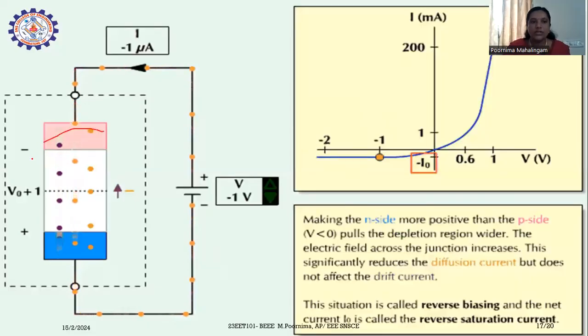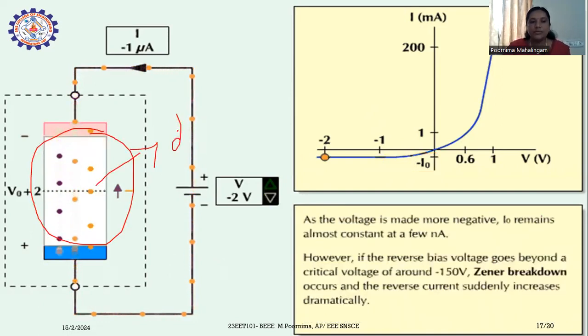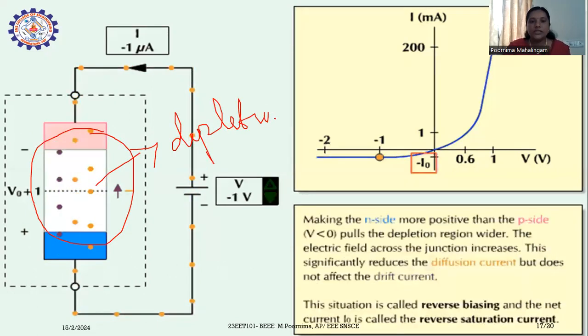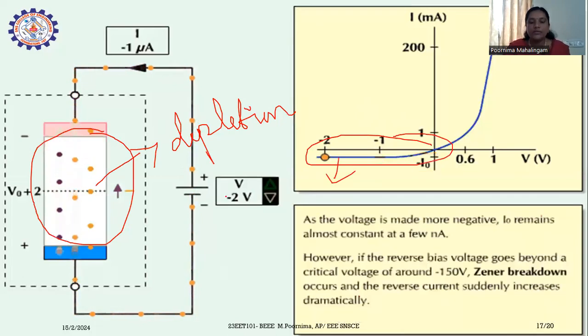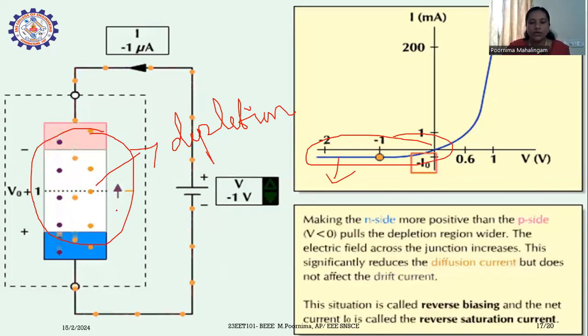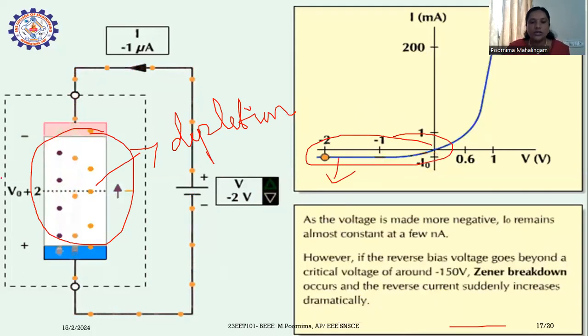Here we can see the reverse bias. What happens to the depletion region? There will be a minute amount of current flow, a reverse current in microamps. The saturation is next: this current is the reverse saturation current. Here we can see the minute amount of current flow in the animation video.